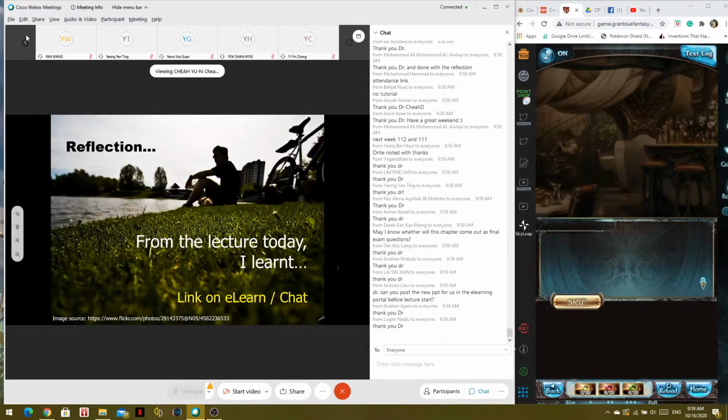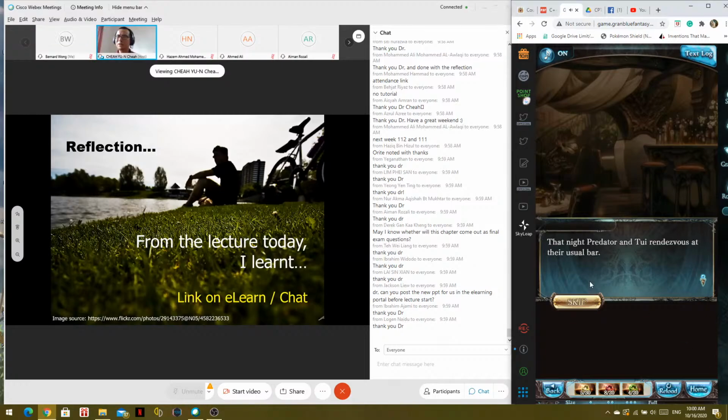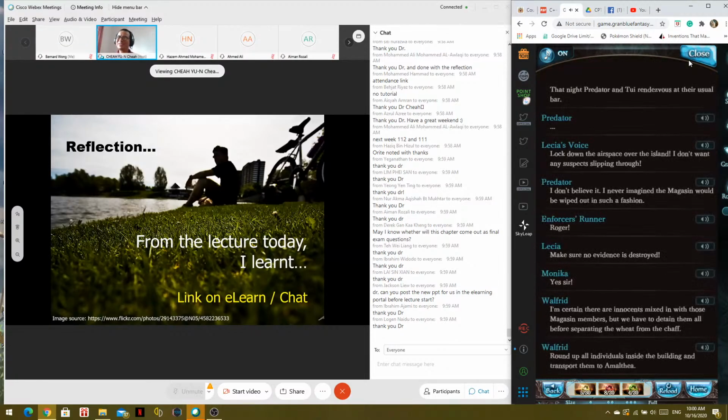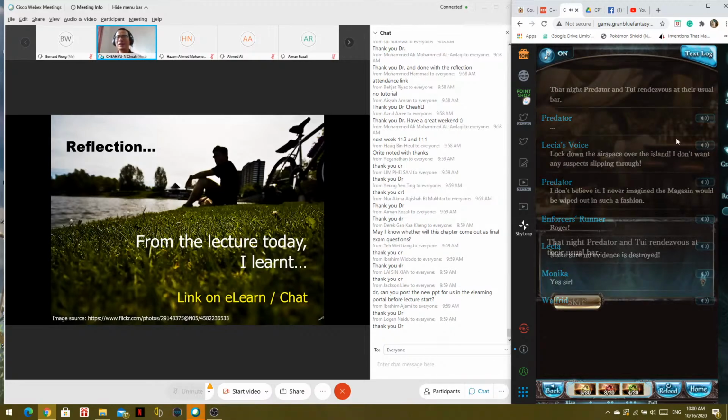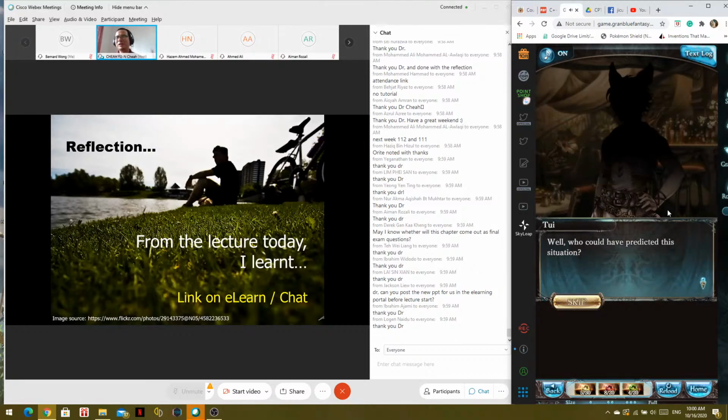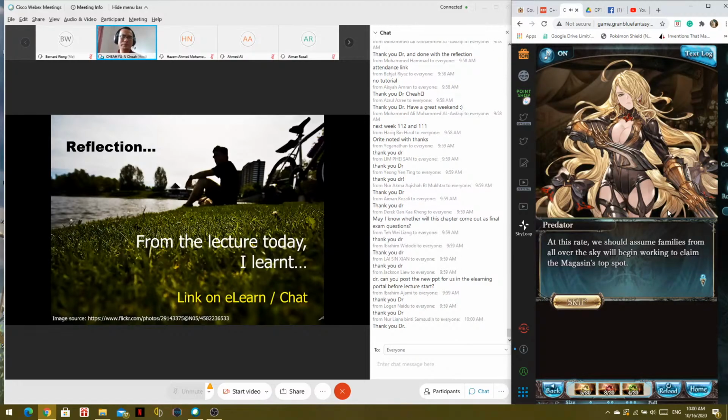Some of you are asking whether this particular chapter will come out as an exam question. That's a good question. Maybe it will, maybe it will not. Because exam questions are not out yet, anything can come out. So it depends. But being a chapter as part of the syllabus, exam questions might come out from this chapter.